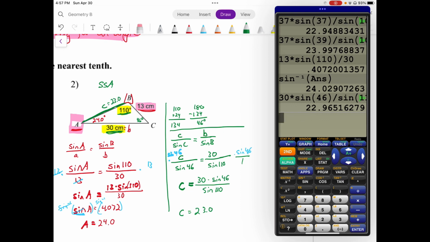Now, a quick check. It's not an exact check, but at least it gives us an idea that we're at least on the right track. We know from previous chapters that the smallest side is across from the smallest angle, and the largest side is across from the largest angle, which in this case, it all works out. If it didn't work out, we know we're wrong. If it does work out, it's just a hint that we're right. It's not a guarantee, but pretty sure we did all those right. So there is the law of sines.